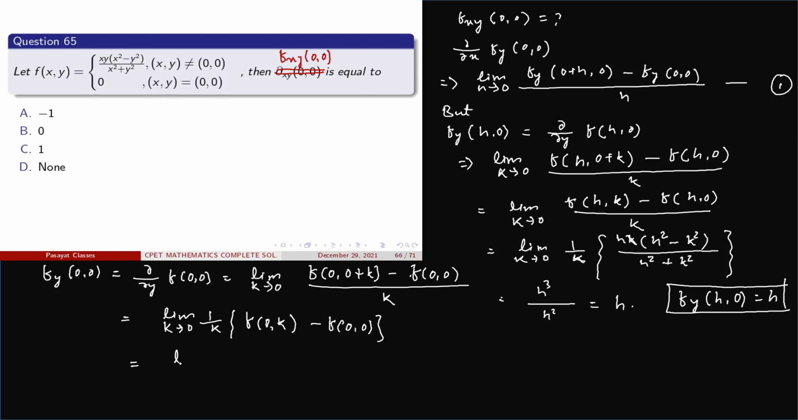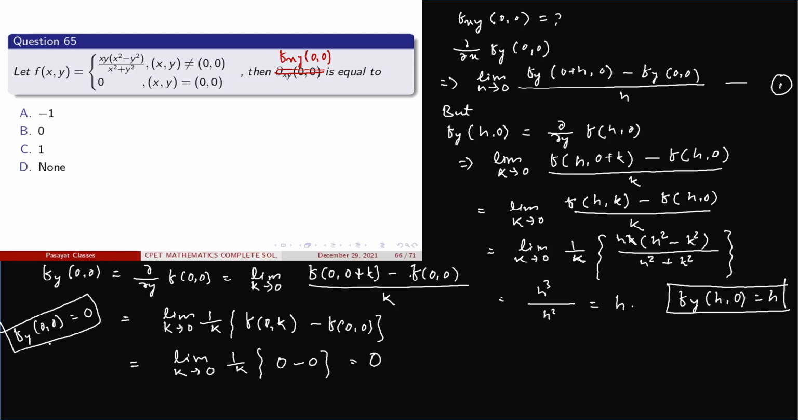That is, the limit as k tends to 0 of 1 by k times 0 minus 0. Because f of 0 comma 0, in place of x comma y we have to put 0, 0. Then we get 0 minus 0, and finally the result is 0. Now here we get this fy of 0 comma 0 is equal to 0.